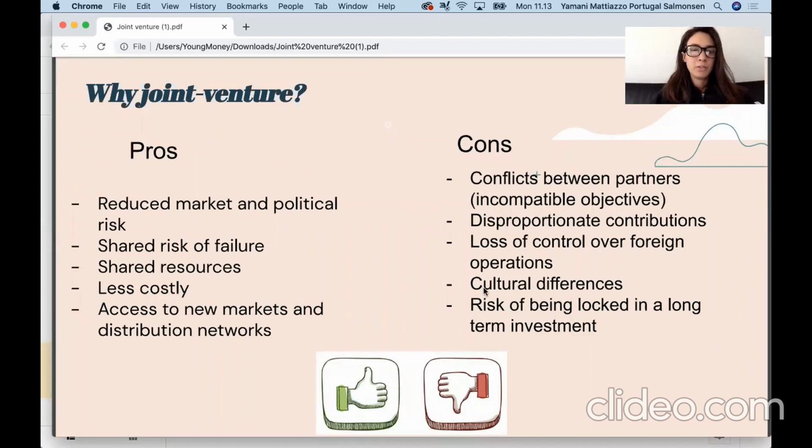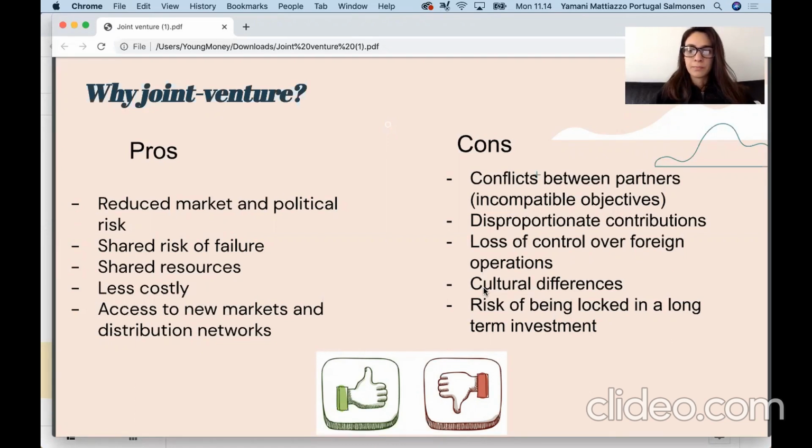Why joint venture? Now I'll talk about pros and cons. Pros: reduced market and political risk, shared risk of failure, shared resources, less capital and fewer management resources are required, less costly, access to new markets and distribution networks. The local partners will provide the skills and knowledge required for managing a business in its country.